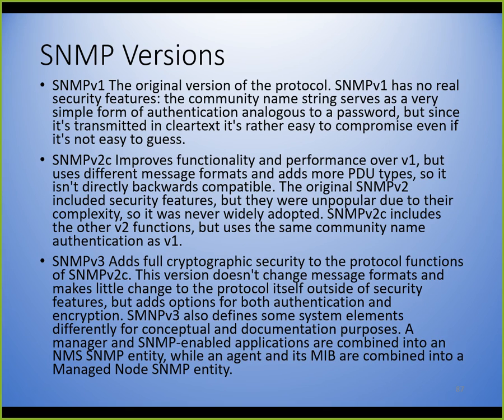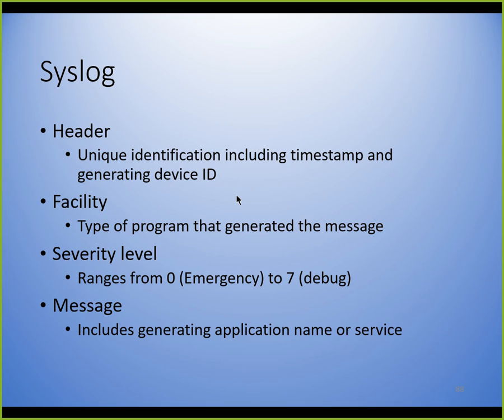SNMP, a bunch of stuff here, but it basically says version 1 is the original, version 2 improves on 1. It uses quote passwords, unquote, which are a community string that's in clear text. Everything is clear text in these. And SNMP version 3 adds full cryptographic security to the protocols. So SNMP v3 is in fact secure. Usernames, passwords, hashing, and encryption are all available depending on how we configure it. You don't have to have everything, but you can have everything if you want.